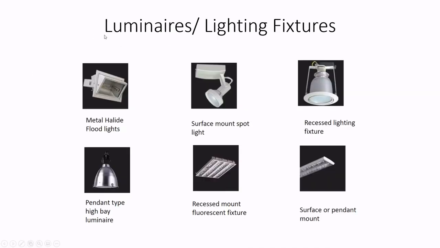And now we are going to talk about luminaires or lighting fixtures. Luminaires are the enclosures of lights we have fixed to our ceilings. I think you all have seen these types. There are many types available, but these are the most common ones. So in this slide we have these recessed mount fluorescent fixtures.